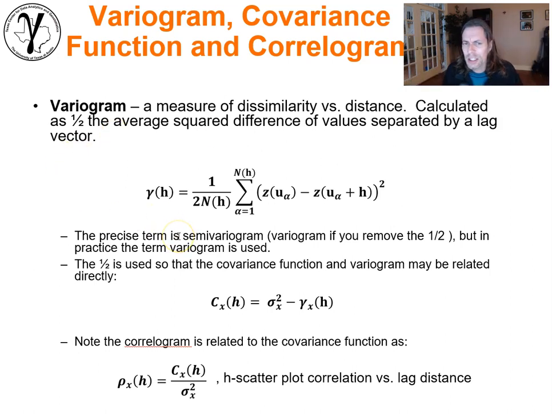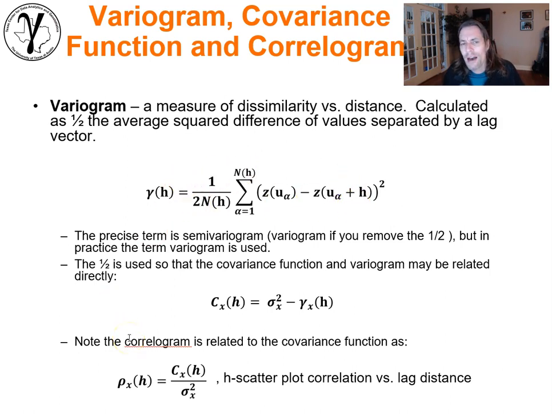Now, the precise term for a variogram should be semi-variogram, and it all has to do with this 1/2 term right here. If you remove the 1/2 term, it actually is just a regular variogram. Now, I'm going to be lazy, and you're going to hear me over and over again just say variogram. I never say semi-variogram. Nobody in the profession is using the term semi-variogram. So we'll just assume it's lazy, but we'll assume the variogram is this equation right here.